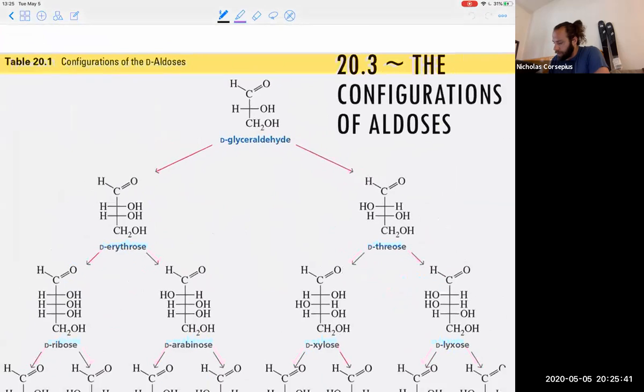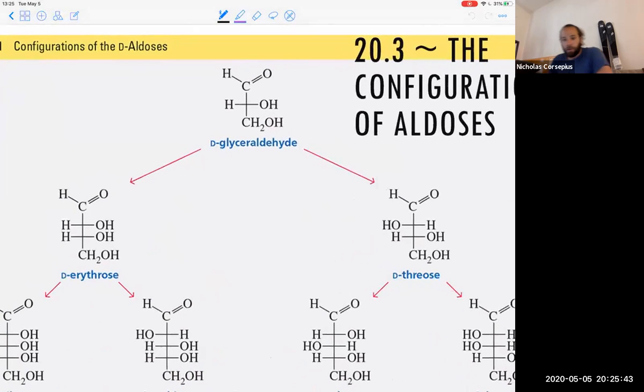All right, so this is a big ugly tree of how things are going to get complicated here. We start out with our simplest sugar. This is simplest because it only contains 1, 2, 3 carbons. That's your easiest one. And then we can get more and more complex just by adding more carbons.